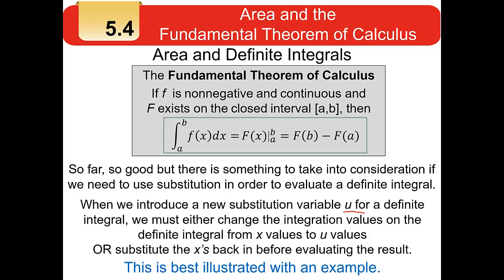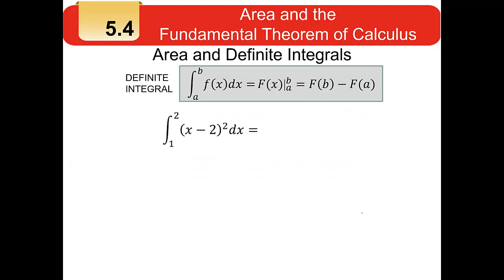You have a little extra thing to worry about when you're doing a substitution with a definite integral because you have those limits of integration to worry about. And it's best to illustrate through a simple example. Suppose I ask you to compute this definite integral. It's the quantity x minus 2 squared, and I want to find that definite integral from 1 to 2.